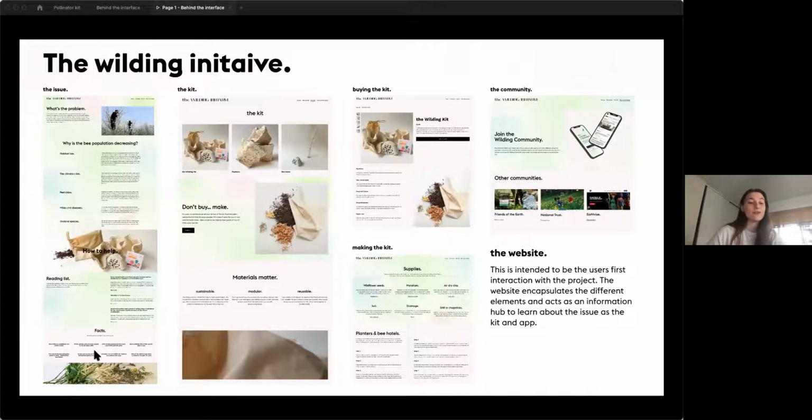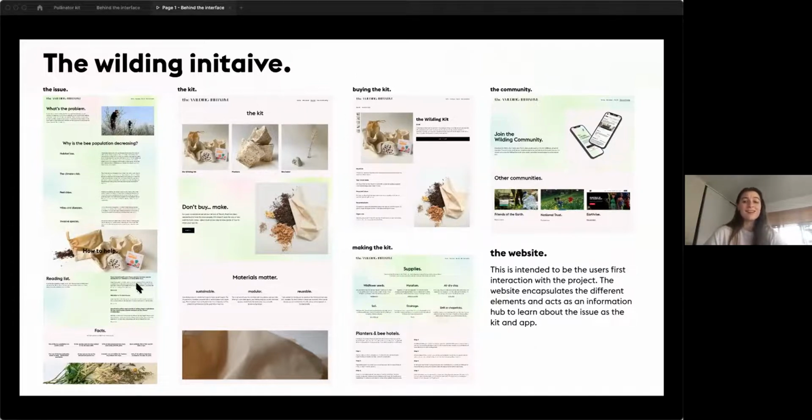At the bottom here, you see really quick facts. And at the top, there's a video that explains this issue quite well. But for the more in-depth reader or user, they could also learn more about the key issues and why the bee population is decreasing. And then I also put a reading list in here.